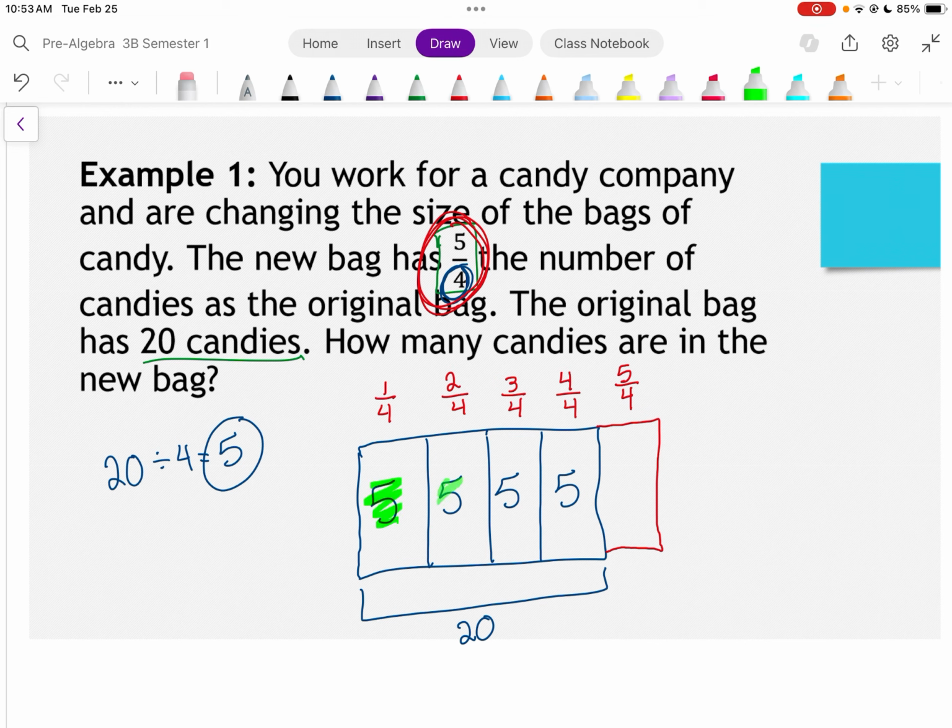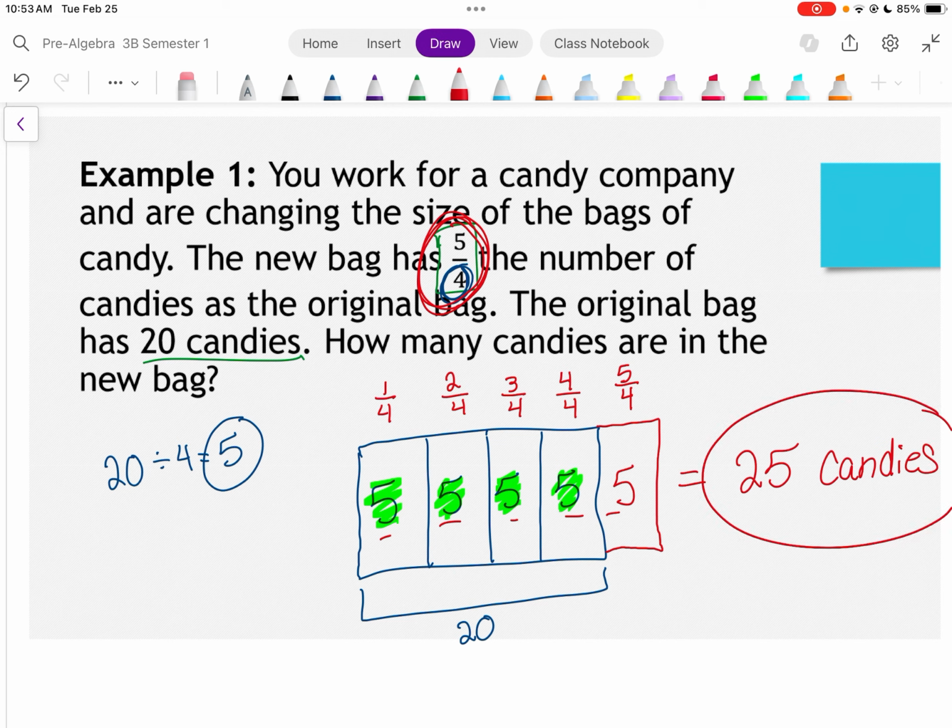And remember, each part has to have the same number of candies. So because these first 4 parts all had 5, this last part is also going to have 5 candies. Now this would be the size of our new bag. So our new bag, if we count up all of these candies together, is going to have 25 candies.